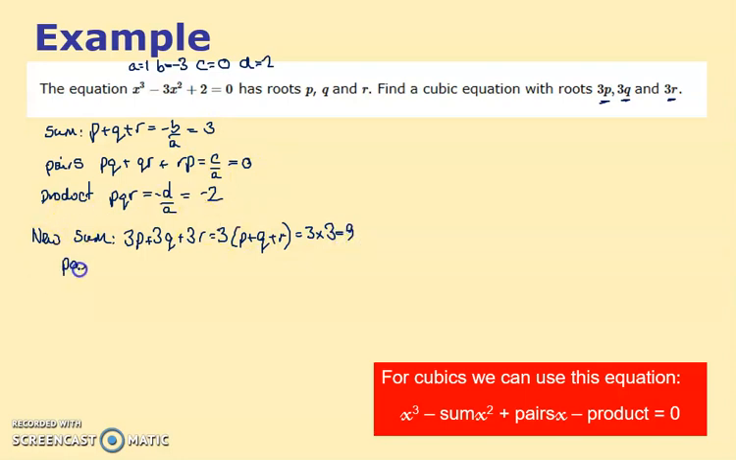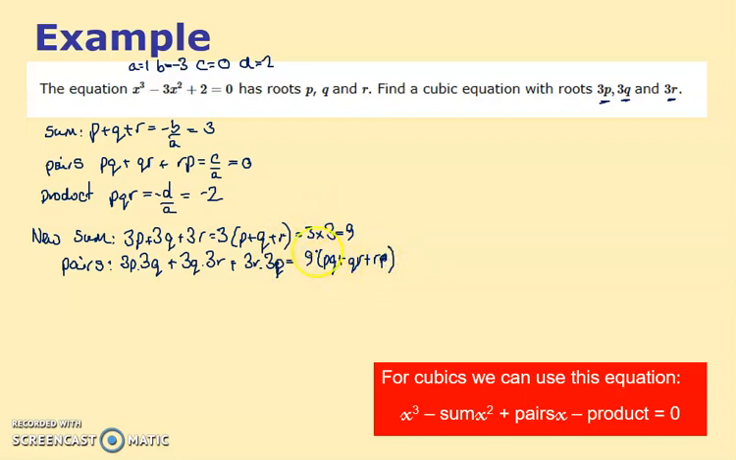What's the new pairs equal? Well, that equals 3p times by 3q plus 3q times by 3r plus 3r times by 3p. And I reckon all of those are 9 lots of pq plus qr plus rp. Rp, even, that should be, shouldn't it? Nearly made a mistake.